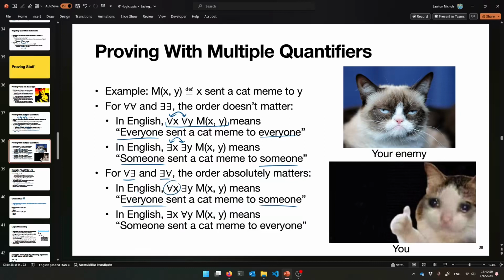So for all x, there's somebody. For every sender, there is some receiver that's getting that cat meme. So everybody sent a cat meme to someone. See how that's working out?